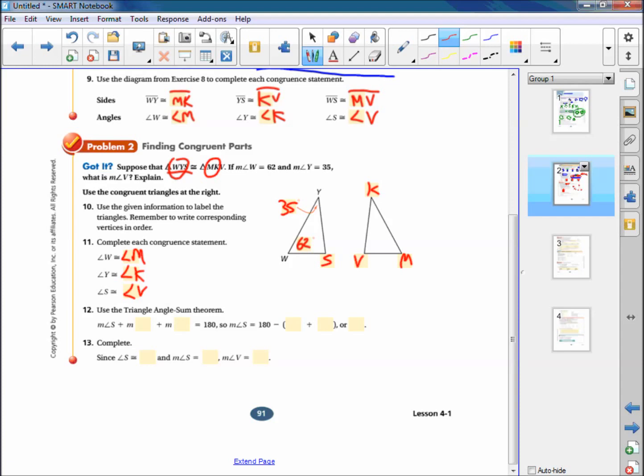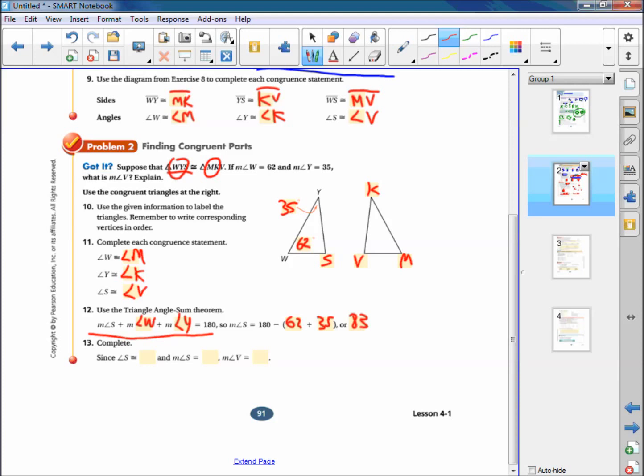So the measure of angle S plus the measure of angle W plus the measure of angle Y should all equal 180. So S plus W plus Y should be 180. And that's from the triangle sum theorem. Remember, any three interior angles of a triangle should always add up to 180. So here we're going to subtract 62 and 35 from 180, just get S by itself, and that should give us an answer of, I think, 83.